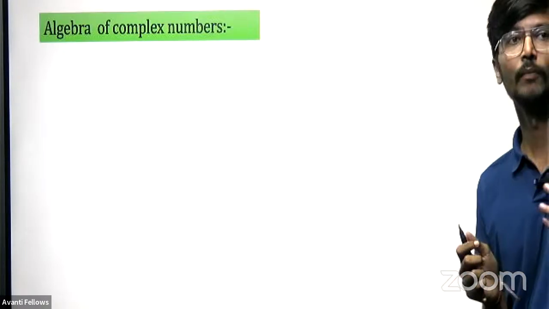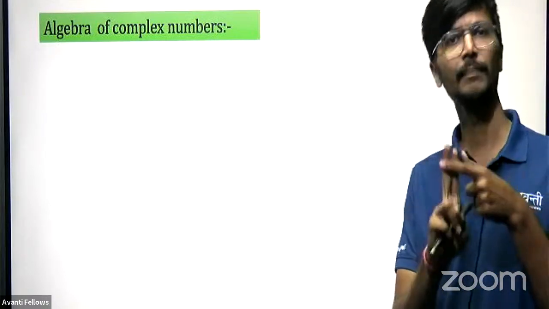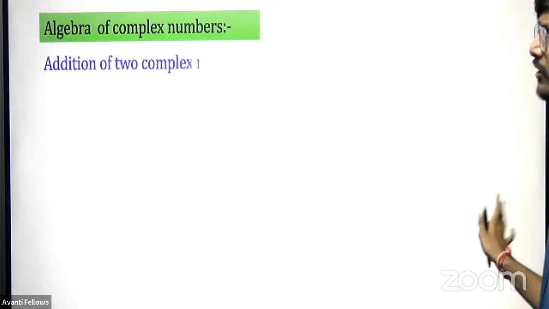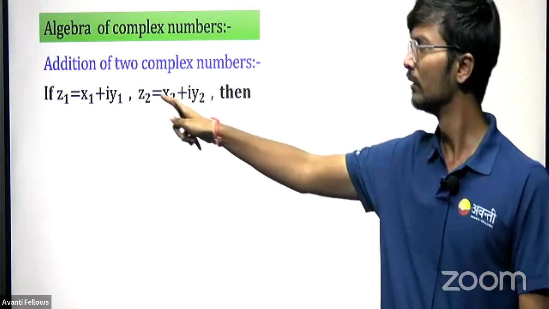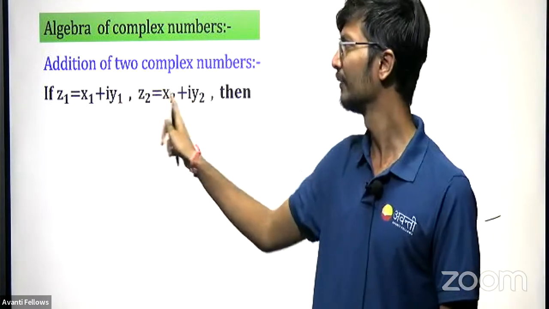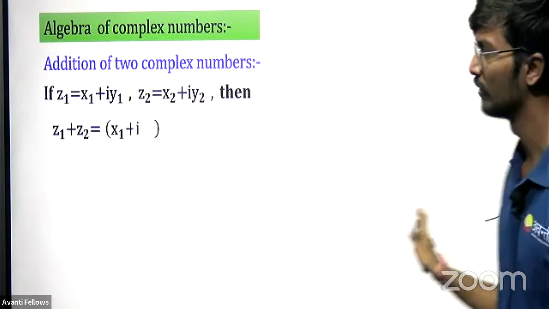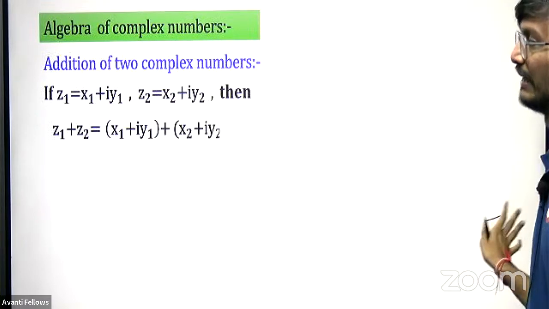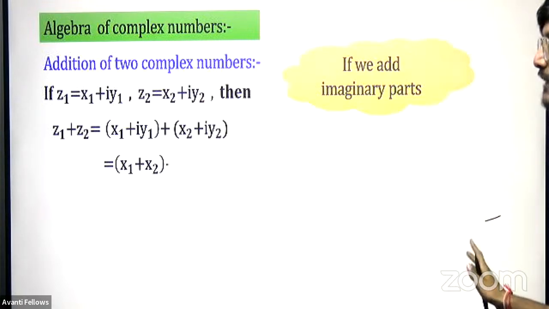Correct? After this, we will see algebra of complex numbers. What does algebra involve? Algebra involves addition, subtraction, multiplication, and division. So let's go through addition of two complex numbers. What is addition of two complex numbers? Let z1 equals x1 plus i y1, z2 equals x2 plus i y2. What does that mean? If I add both, then the real part will get added and the imaginary part will get added.